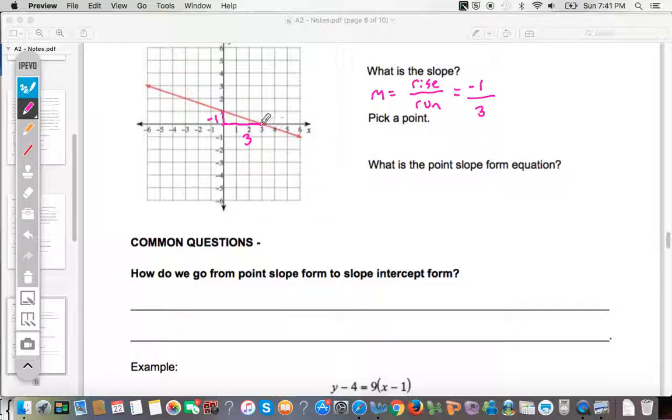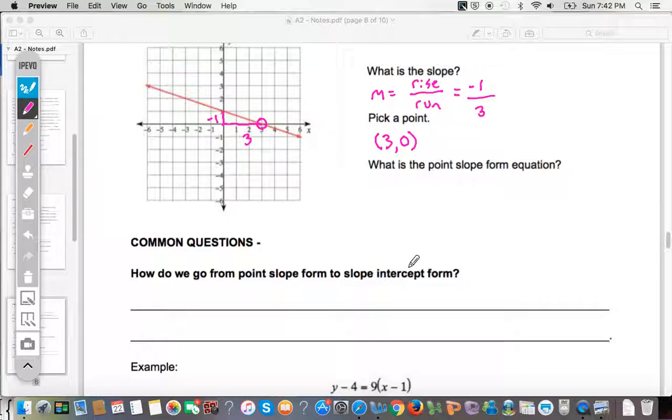Okay, so let's pick a point. It could be any point on our line here, okay? So it could be this point up here, it could be this point right here, it could be this point down here. Doesn't matter. So let's say this point right here, okay? So that point is over 3, and we're not going anywhere on the y-axis. So our point is (3, 0), or our coordinate.